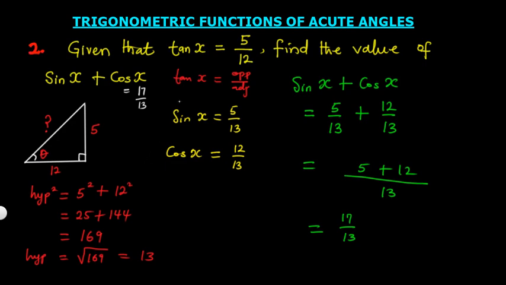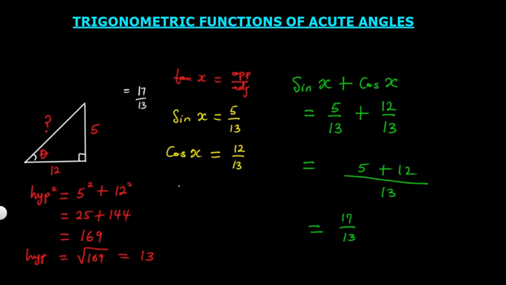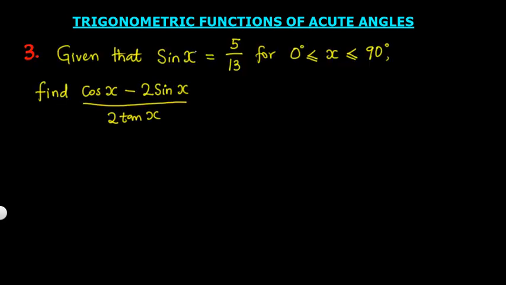It's interesting. Good. So let's take one more example. This one says, given that sine x is 5 over 13, for x between angle 0 and 90 degrees. So how do we approach this? We are to find this value.